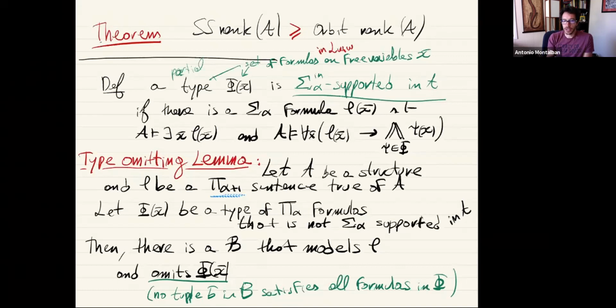Only why not to take a conjunction of all formulas in the type and work with a single formula. That's a good point. The thing is that I guess the type could be uncountable at first. In that case, we don't want to take a conjunction, because in L omega 1 omega we only take countable conjunctions and disjunctions.